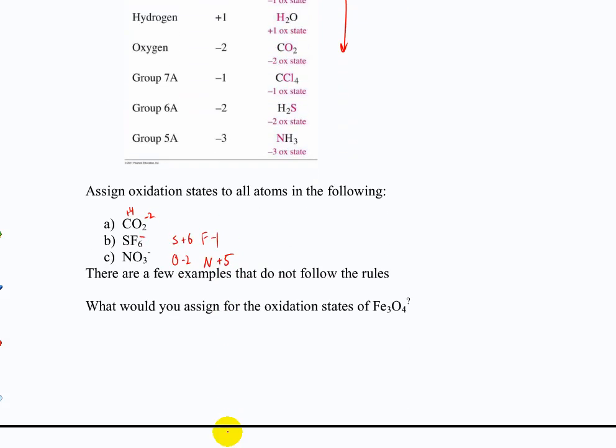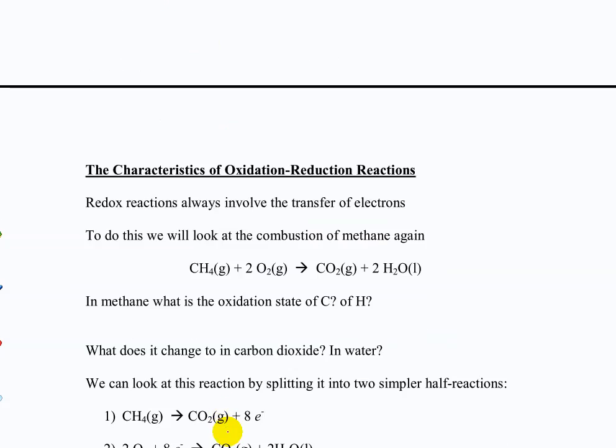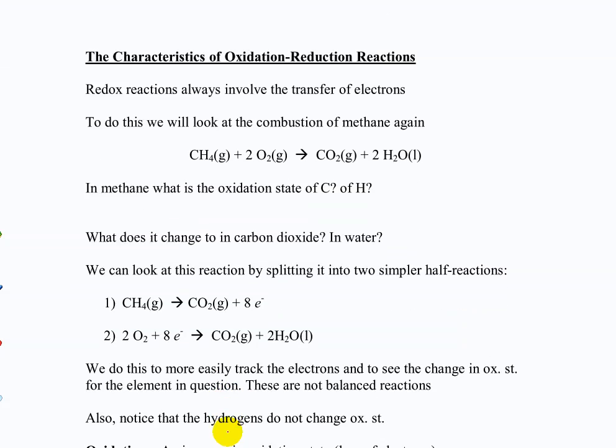There are a few examples that don't follow the rules. Let's not worry about that right now. You won't encounter those. But let's go back to the reaction that we talked about now, and let's assign all the oxidation states in this reaction. So, in methane, that first molecule, let's ask those questions. Is it all the same element? No. Does it have a metal or a group 1 or 2 metal? No. Does it have fluorine? No. Hydrogen? Yes. So what does the hydrogen become? Plus one.